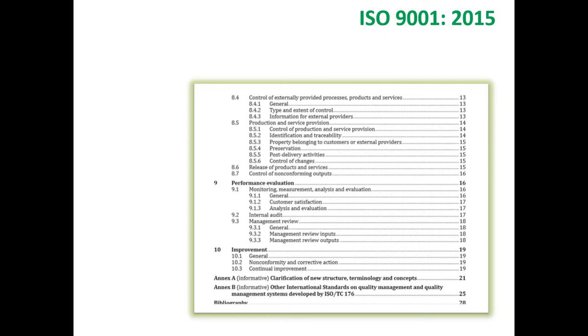Requirements around performance evaluation can be found in Clause 9, and the requirements regarding improvement can be found in Clause 10. A quality management system covers all of these elements, and all of the requirements are outlined within all of those clauses. If you don't already have a quality management system, you can use this standard to establish one.